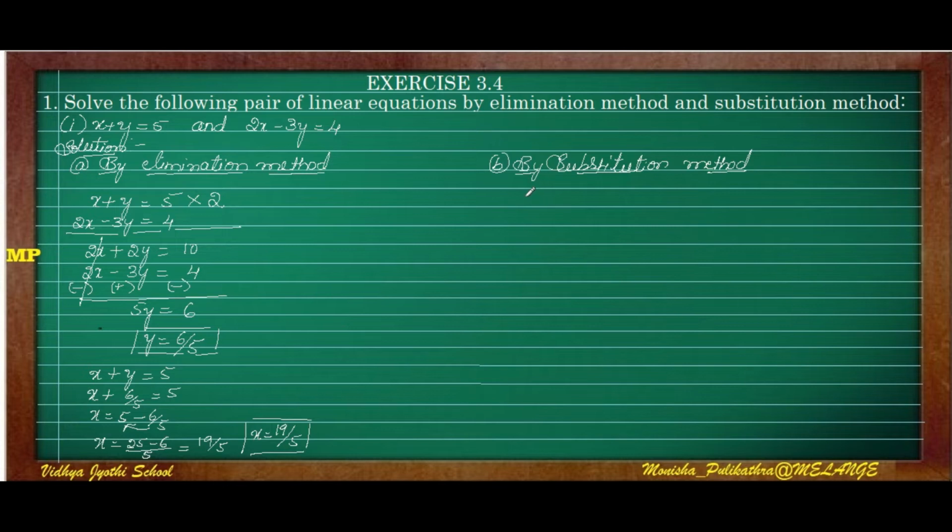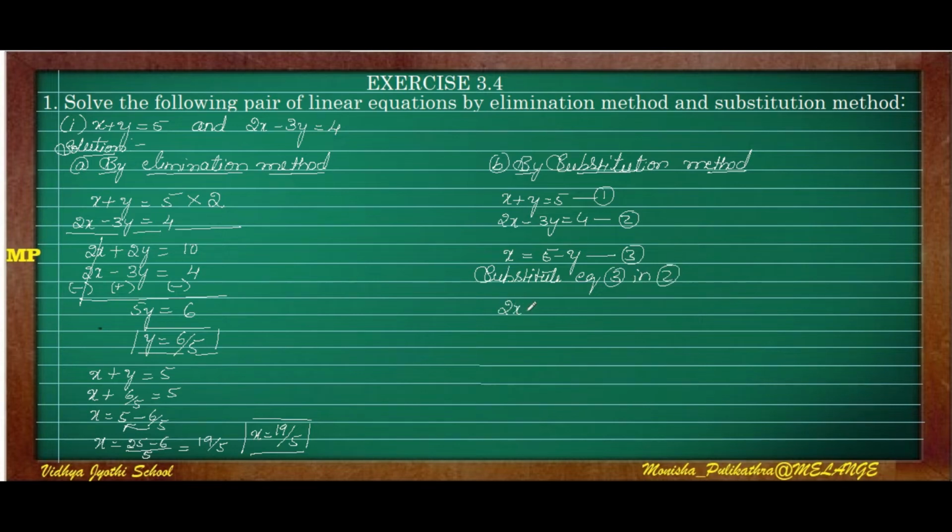Now we have to do the substitution method as we have done in the previous 3.3 exercise. Here the first equation is x plus y is equal to 5, which is equation 1, and the second equation is 2x minus 3y is equal to 4, this is equation 2. So I will rearrange the first equation, that is x is equal to 5 minus y. This is equation 3. Now I will substitute equation 3 in 2.